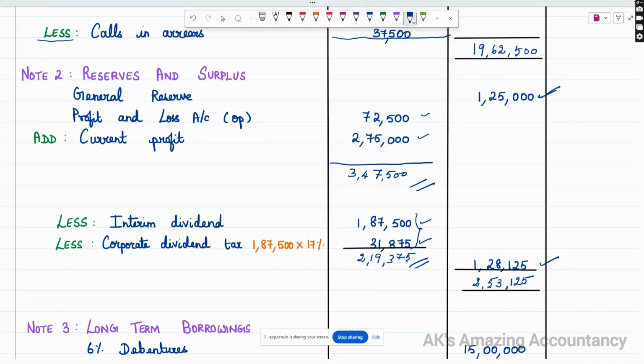2,53,125. You just add and find out. So what is this 2,53,125? It is Note 2. Now let us proceed with Note 3, long-term borrowings.